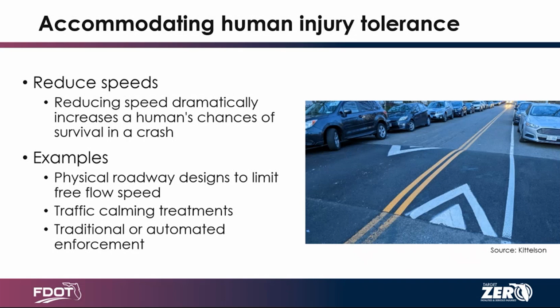Accommodating human injury tolerance. So what are some ways that we do that? One is reducing speeds, right? So reducing speed can dramatically improve a person's chance of surviving a crash. Some examples of this: the physical roadway designs that limit free flow speeds on roads. And again, think about this in the context of where the road is and what would be appropriate for that. Traffic calming treatments, traditional or automated enforcement.